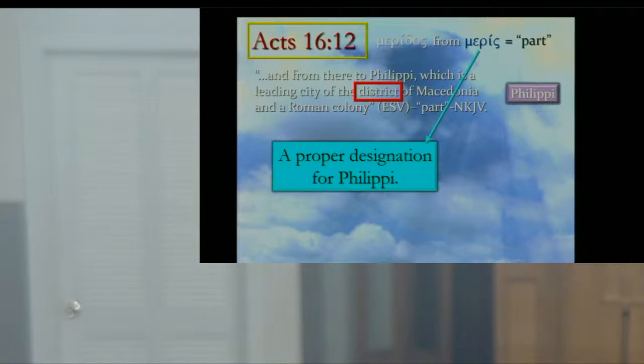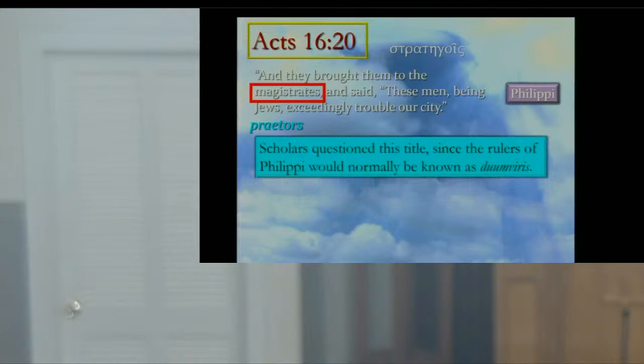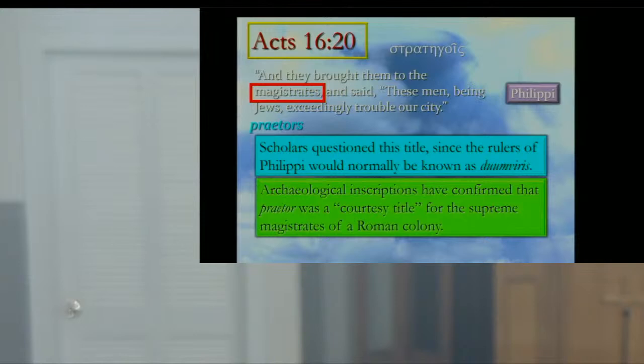Drop down to verse 20. Where Paul is taken, you remember, before these magistrates. What does your translation say there? Magistrates. These men, being Jews, exceedingly trouble our city. Well, were there magistrates in Philippi? Strategoi. So strategoi is the Greek term, or praetors is the Roman term. Well, scholars question this title since the rulers of Philippi would normally be known as dumvirs. Archaeological inscriptions have confirmed praetor was a courtesy title for the supreme magistrates of a Roman colony.